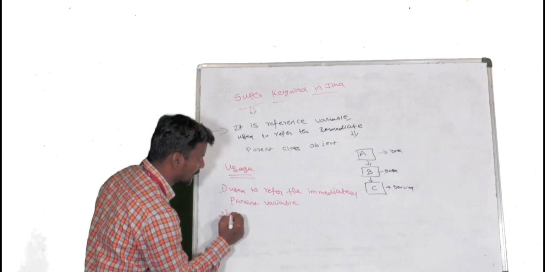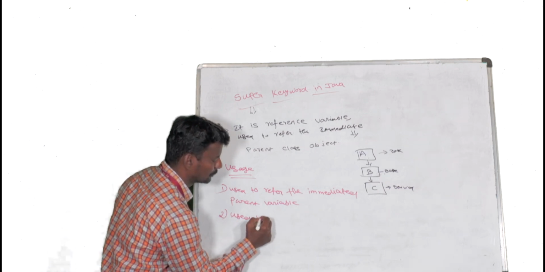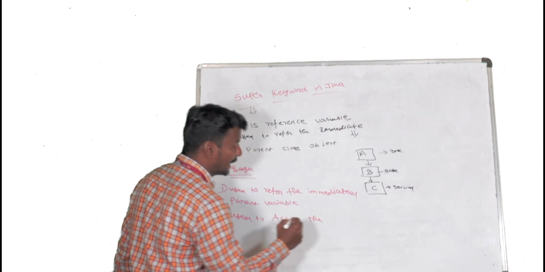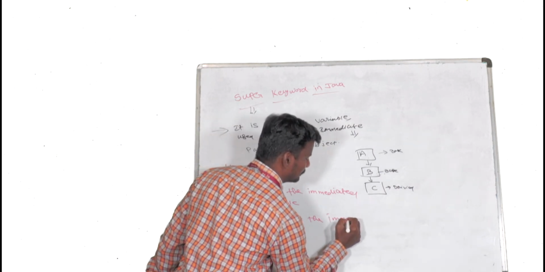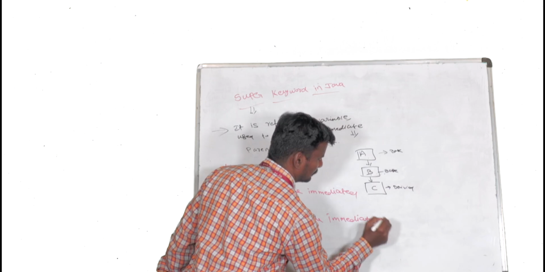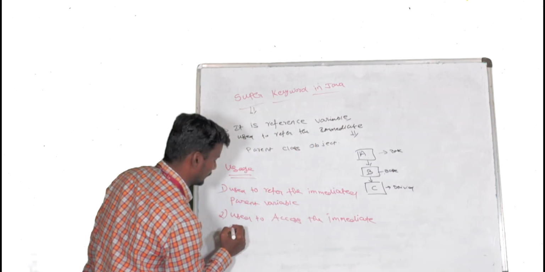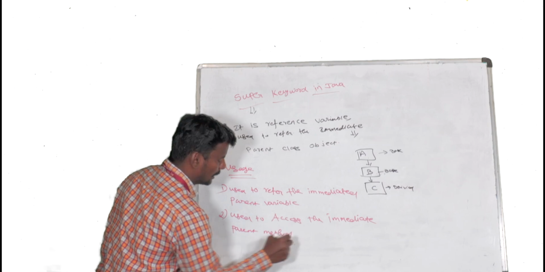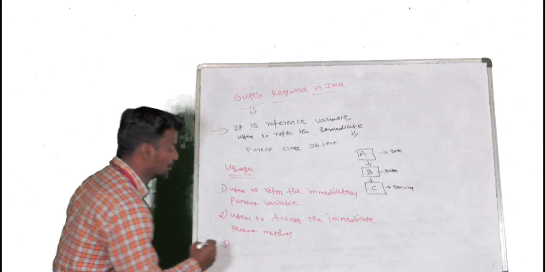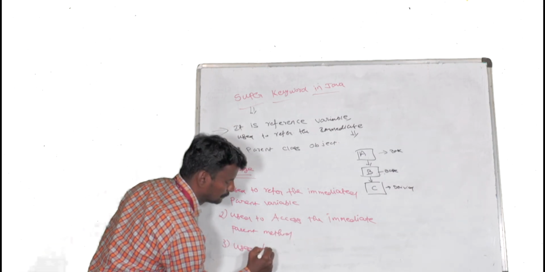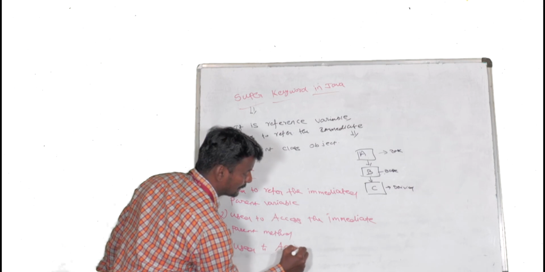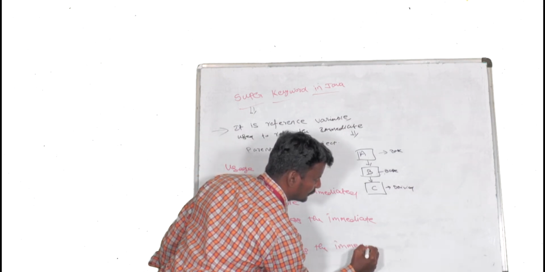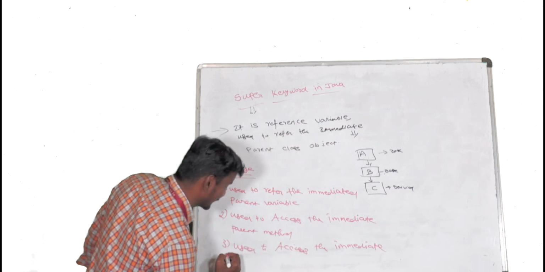The second usage: it is used to access the immediate parent method. The third usage: it is used to access the immediate parent constructors.